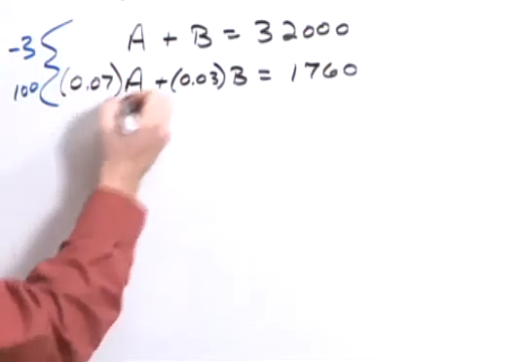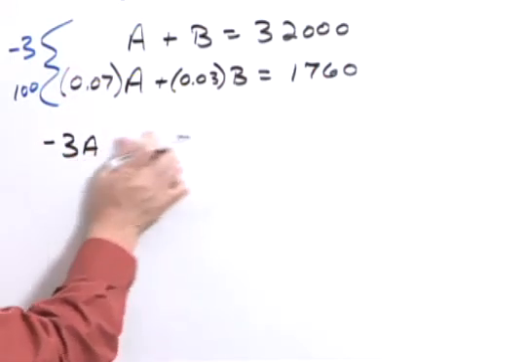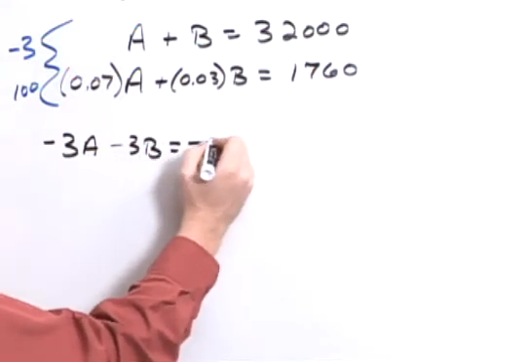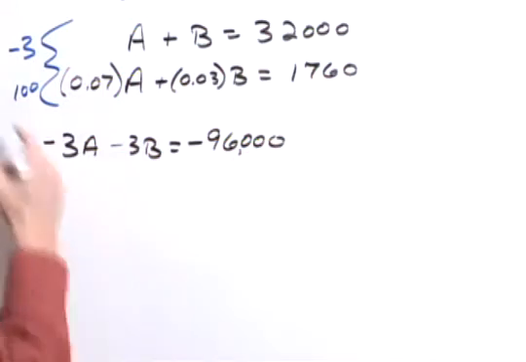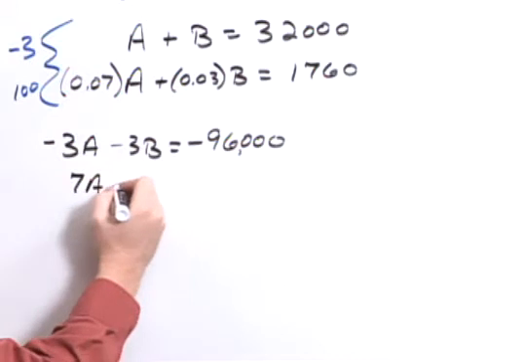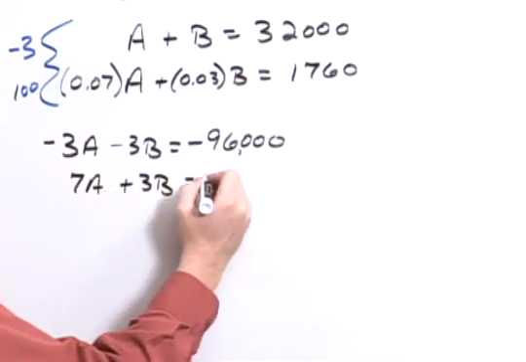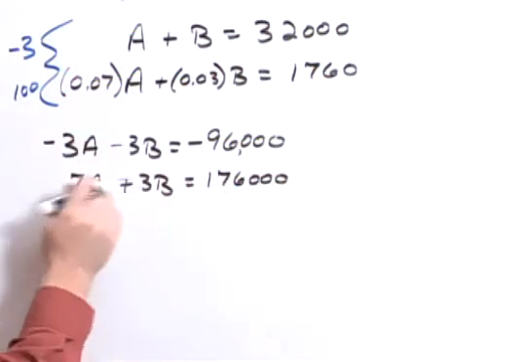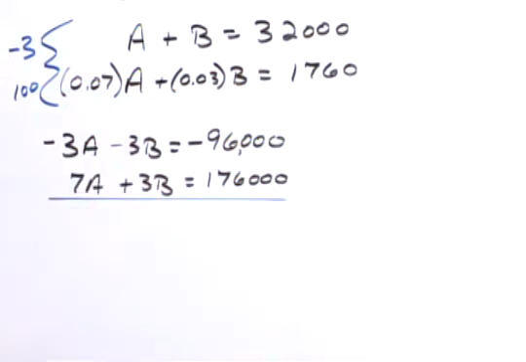That means that my new top equation would be -3A minus 3B equals -96,000. The new bottom equation would be 7A plus 3B equals 176,000. Now we can see that when we add them together, the B's are going to drop out.